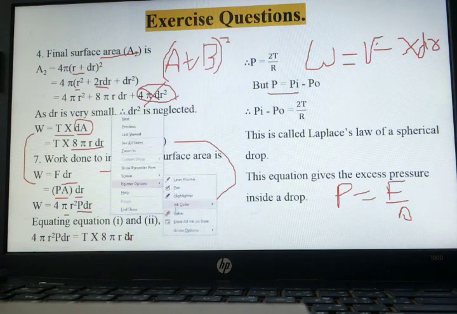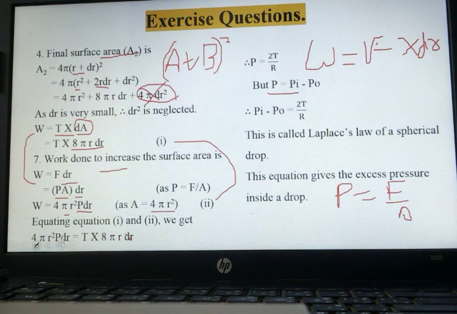Everybody look over here, I will explain this one again. Over here dr will get cancelled, r and r square will get cancelled, pi will get cancelled, and 4 twos are 8, so we get 2T. The r comes in the denominator and the pressure stays on the left-hand side. So we get P is equal to 2T upon r, and this P can be written as the difference between both the pressures, pressure inside minus pressure outside. So we get Pi minus P0 is equal to 2T upon R.